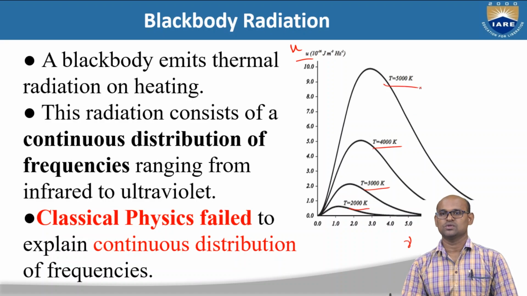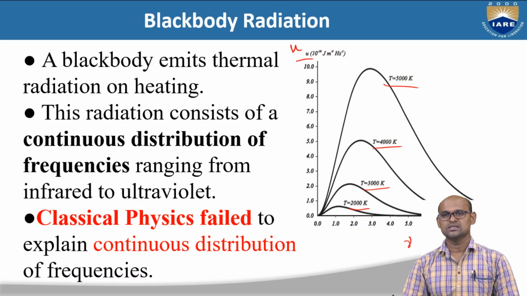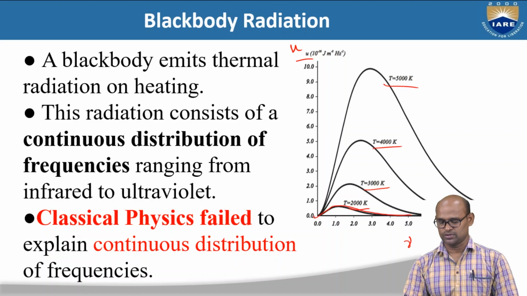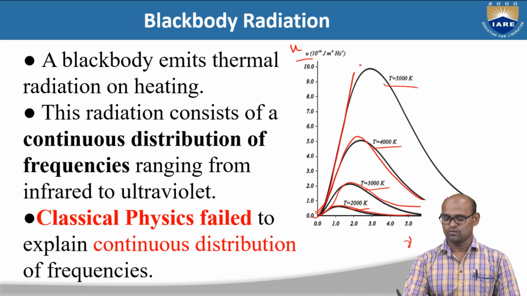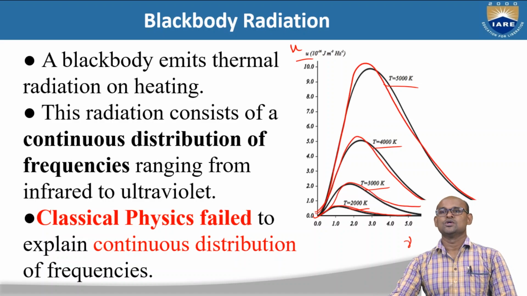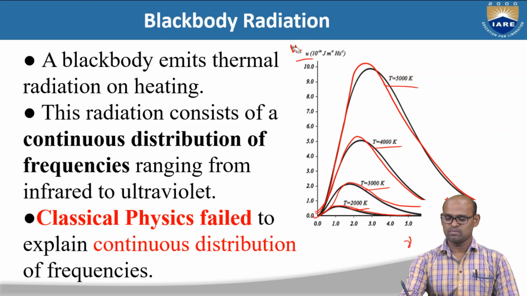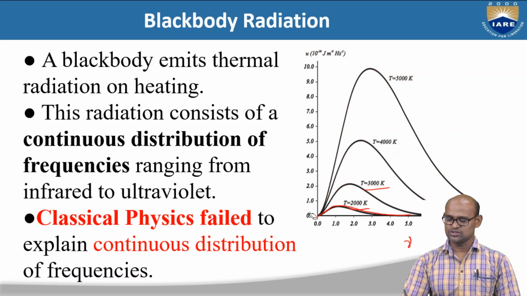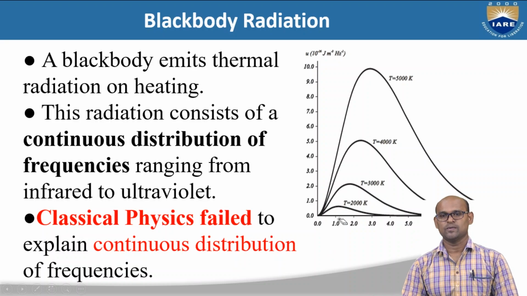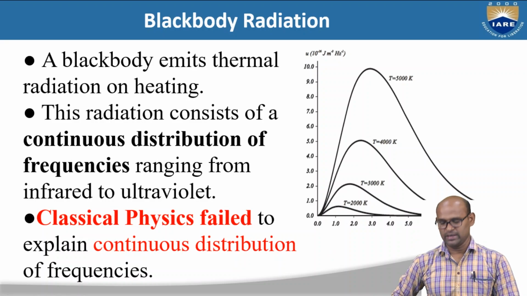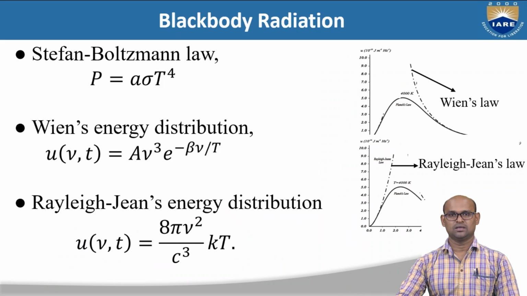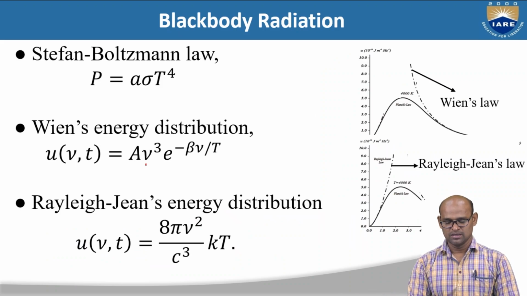and 5000. So they found that the heat energy emitted by the black body, for example at 2000 Kelvin, has a continuous distribution, and at 3000 it is continuous, 4000 continuous and 5000 continuous distribution. So the heat energy emitted by the black body has a continuous distribution over all the frequencies. This experimental fact is not explained by any theoretical predictions, for example the Stefan-Boltzmann law, Wien's law, or the Rayleigh-Jeans law.